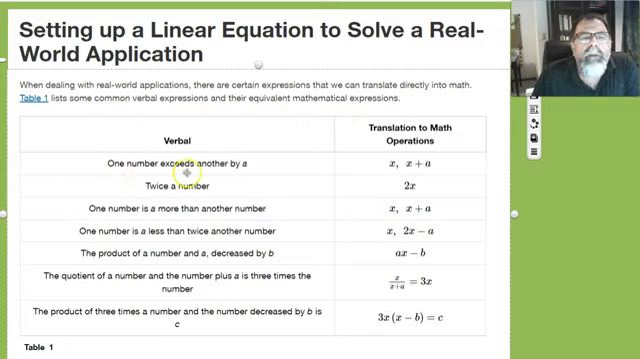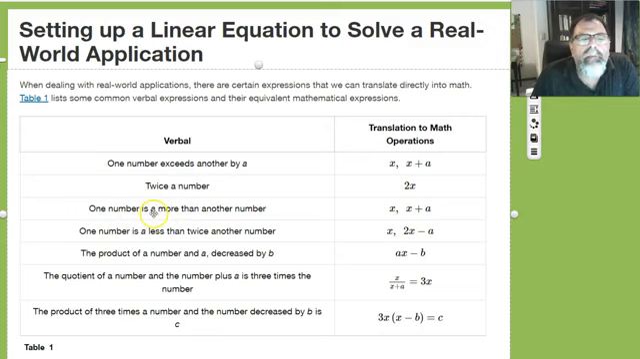So one number exceeds another by a. When you exceed by a, you're going to set a variable for a number. So it'd be x, y, whatever, and then it exceeds another by a. So you're going to do plus a. So x plus a. Twice a number simply means 2 times a number, so 2x.